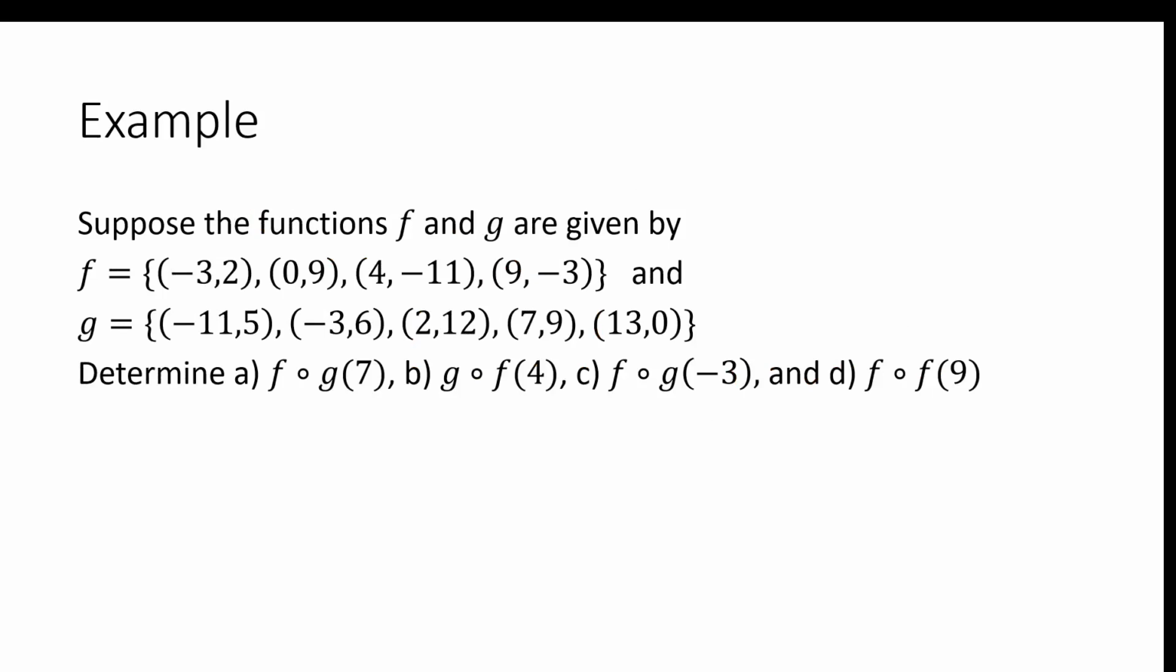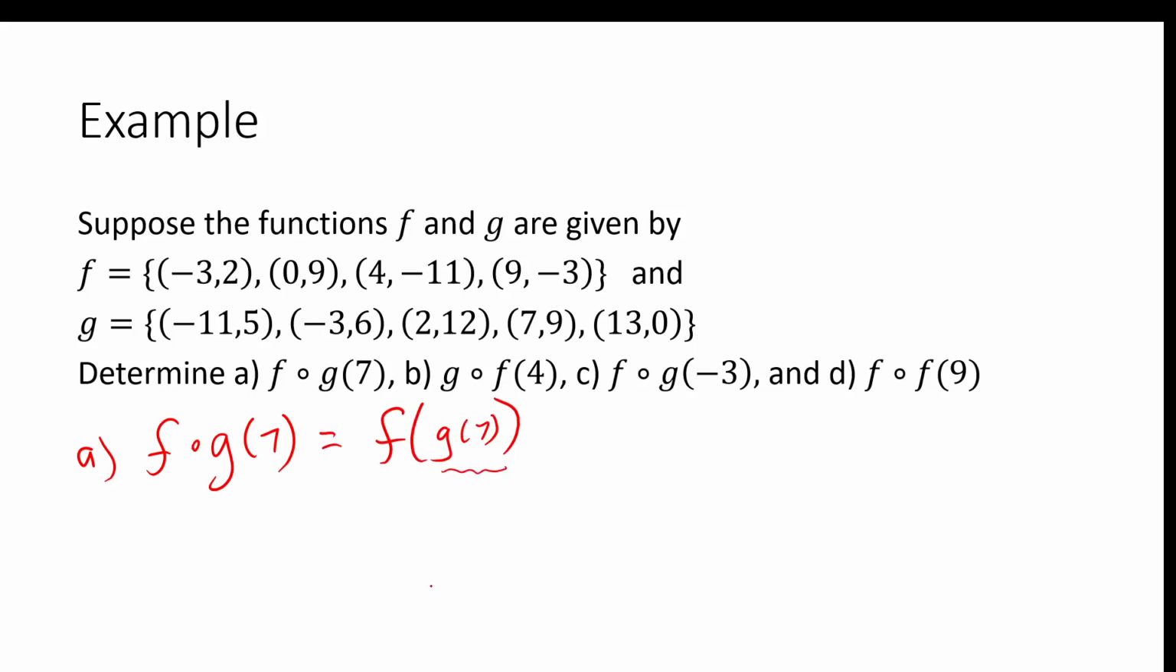Now, for this next one, suppose the functions f and g are given as shown, and we want to determine the values f of g of 7, g of f of 4, f of g of negative 3, and f of 9. Let's do part A. We'll do f of g of 7. F of g of 7 actually means f of g of 7. We're going to work from the inside out.